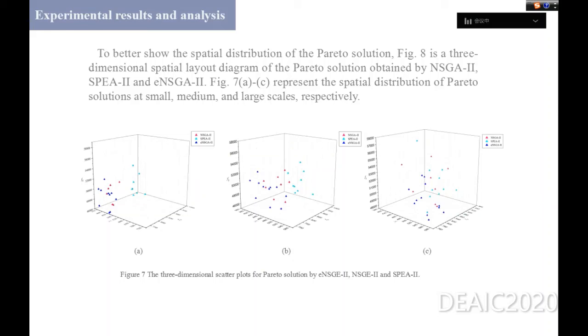To better show the spatial distribution of the Pareto solutions, figure 7 is a three-dimensional spatial diagram, and figure 7 represents the spatial distribution of Pareto solutions at small, medium, and larger scales.